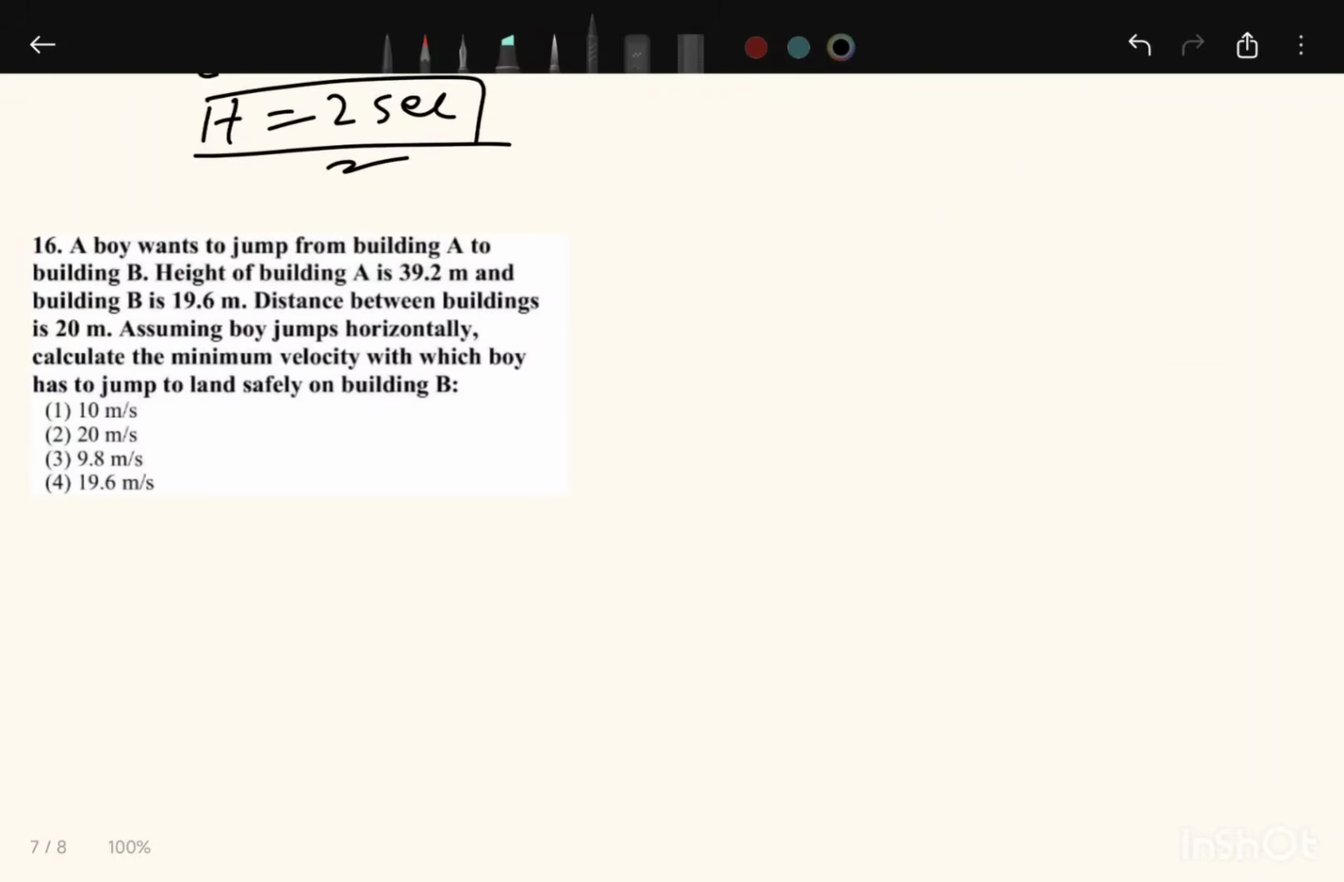Okay. So question number 16 is saying that a boy wants to jump from building A to building B, and the height of building A is given to you, 39.2 meter, and building B is 19.6 meter, right? So first of all, this total height is given to you, that is how much? 39.2 meter, right? This height. And let's suppose this building is A.